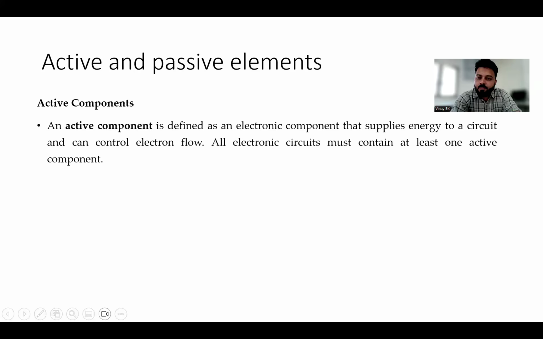it is used to supply energy to a circuit and it can control the electron flow. So the component that supplies energy to a circuit and can control electron flow is called an active component. All electronic circuits as well as electrical circuits must contain at least one active component. Active component means it is giving supply, either a voltage source or a current source.